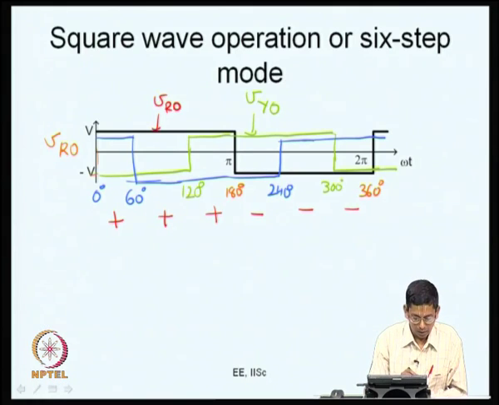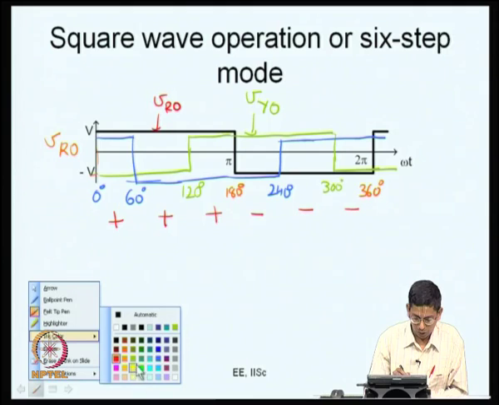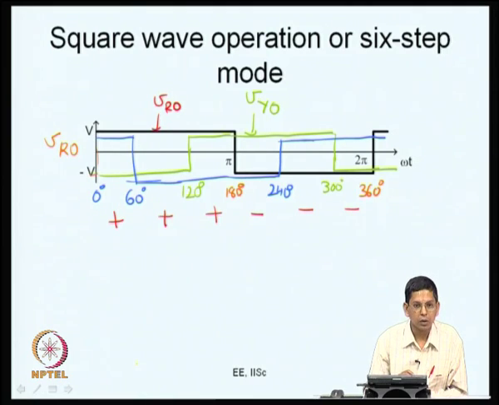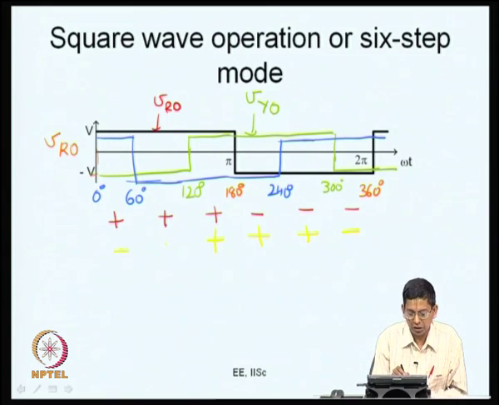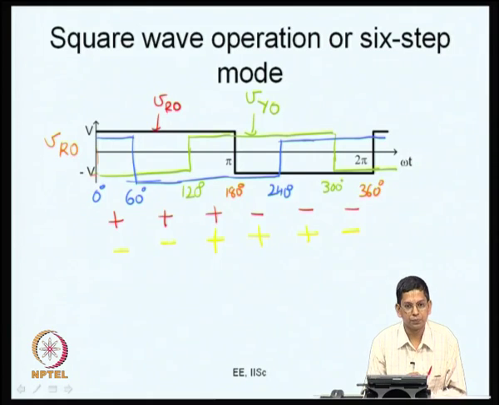Now, let me look at the yellow phase. Let me choose yellow. So, how about Y phase? The Y phase goes low to high at 120 degrees. So, between 120 to 180 degrees it is high. The same way between 180 to 240 degrees it is high, and here also it is high. At 300 degrees it switches from high to low, and therefore, between 300 and 360 it is low. Similarly, between 0 to 60 and 60 to 120 it is low.